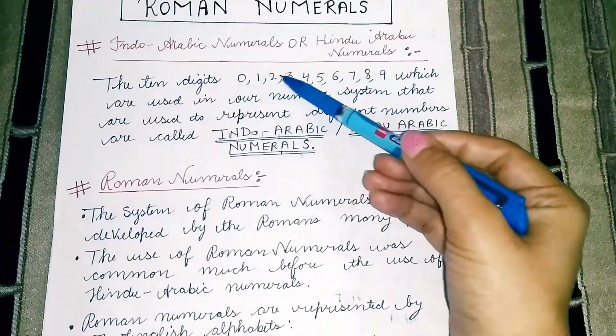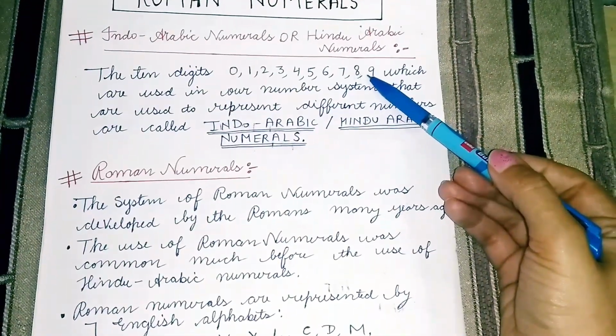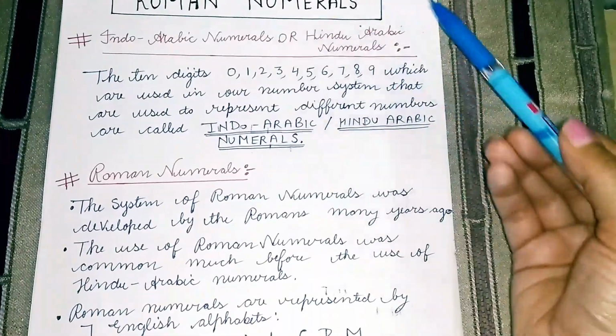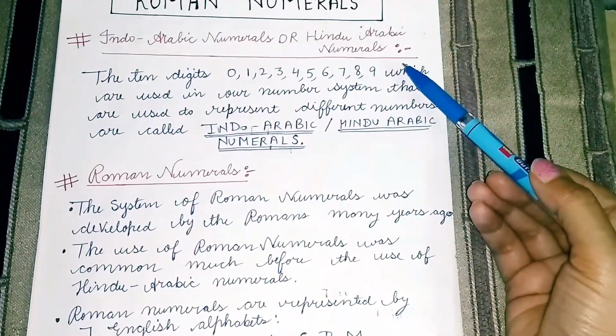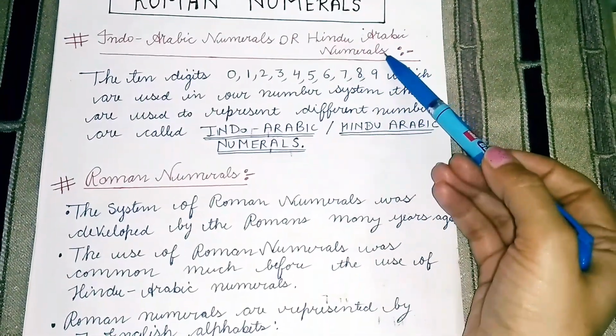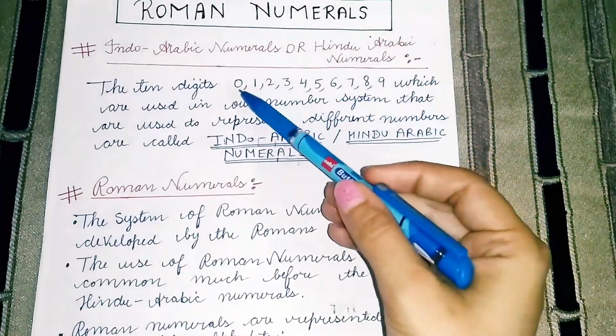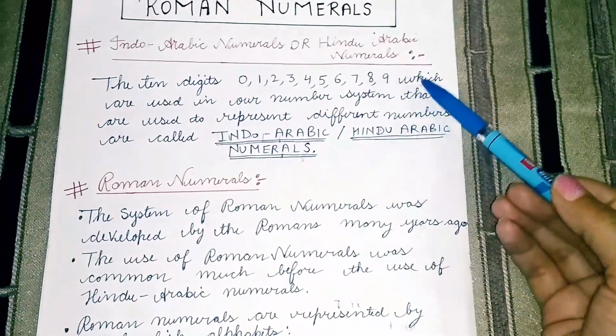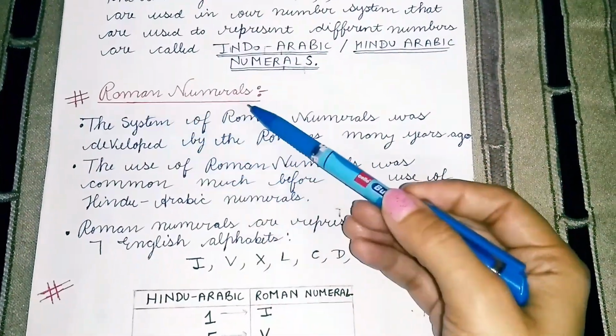These digits were developed long ago in ancient India. Later Arabs picked them up and spread them to Europe. Therefore, these digits are known as Indo-Arabic numerals or Hindu-Arabic numerals. You're already familiar with these digits, I suppose, from 0 to 9. Now let's come to our Roman numerals.